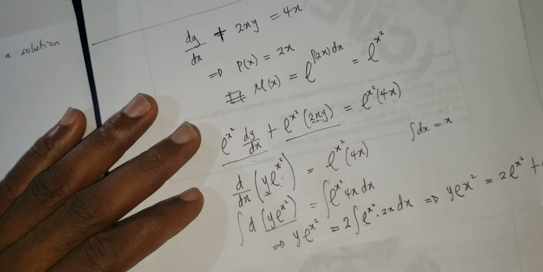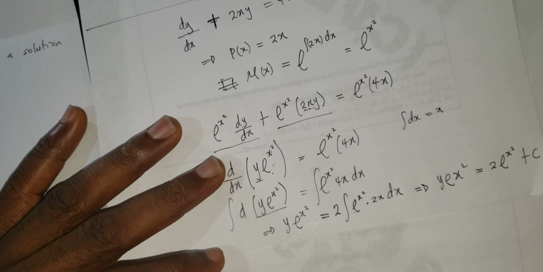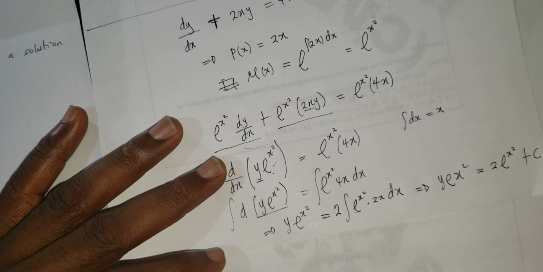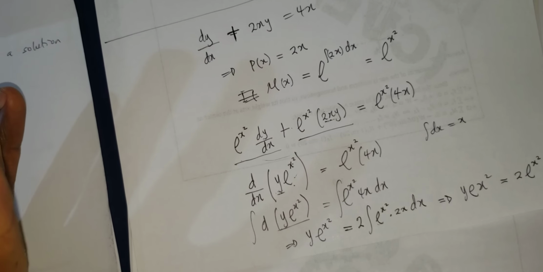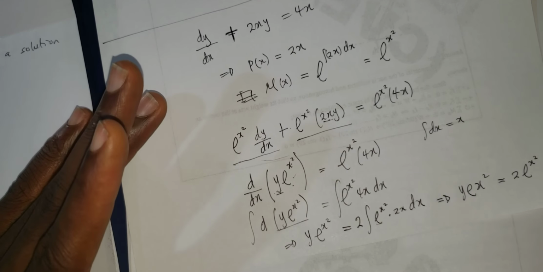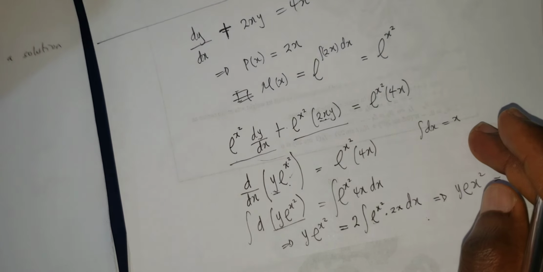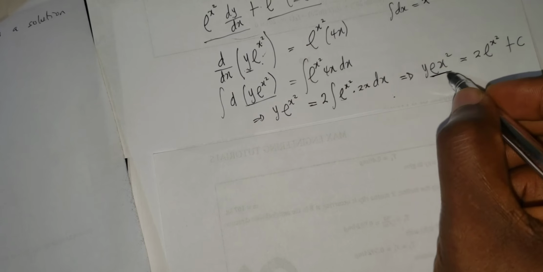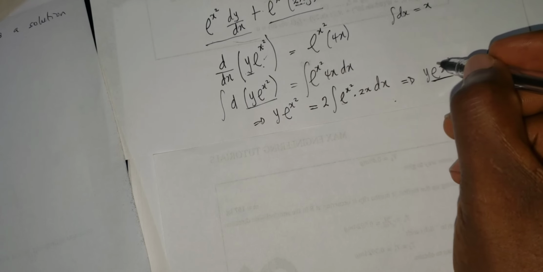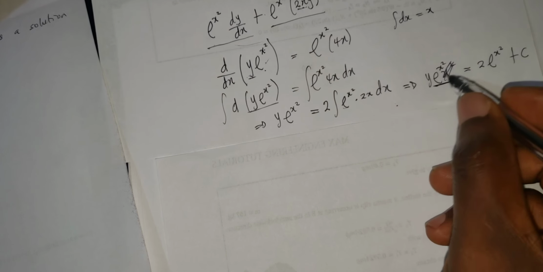So I hope you got that: 2e raised to power x squared plus some constant of integration c. And then that is that about that. To make y the subject of the formula here, we can clear off our e raised to power x squared. This is e raised to power x squared, not e x squared. So we can clear off e raised to power x squared.